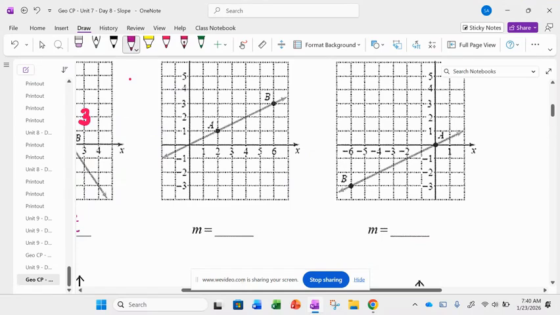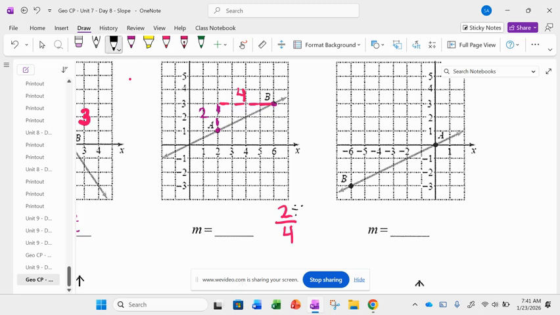Okay, next one. So I want to find the slope of A to B. So I'm going to start at A and I'm going to work towards B. So this time I'm rising up 1, 2. So that's a +2. And then I'm running to the right 1, 2, 3, 4. +4. So now my slope should be my rise, which is a +2, over my run, which is 4. But can I simplify 2 over 4? Yeah, I can divide top and bottom by 2. So that gives me a slope of a half, 1 over 2.